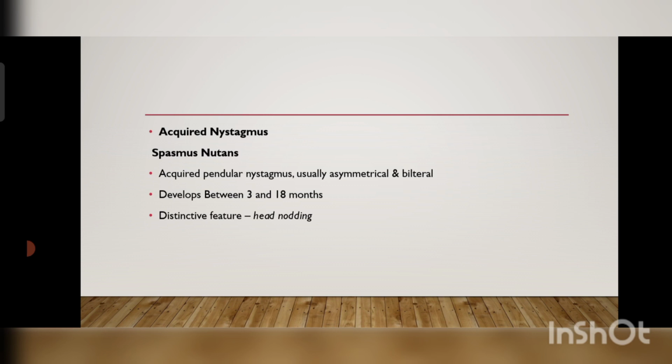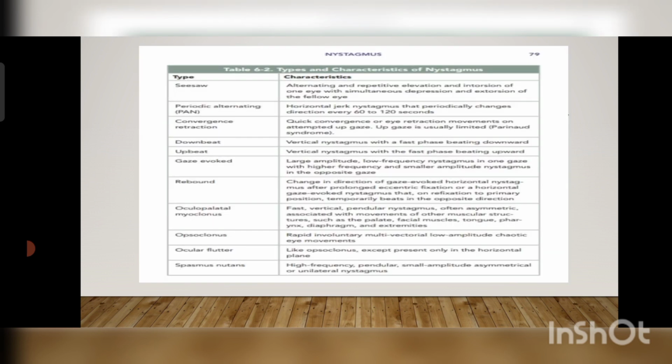Now coming to acquired nystagmus, commonly known as spasmus nutans. Acquired pendular nystagmus is usually asymmetrical and bilateral, and develops between 3 and 18 months of age. It can disappear by 3 to 4 years of age. A distinctive feature is head nodding: children with this disorder nod their heads in a rhythmic manner.